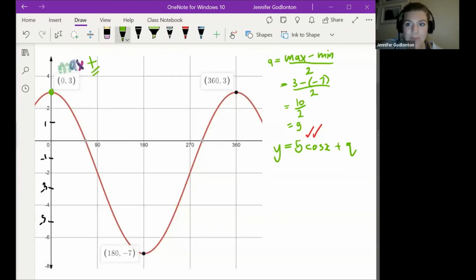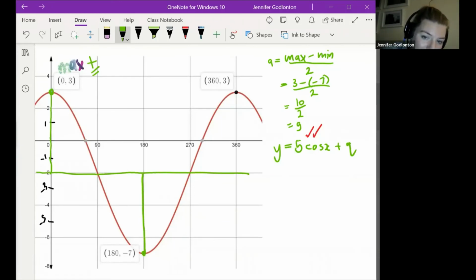Next step, we know that we're looking at that A value of 5. So I'm going to go down 5: 1, 2, 3, 4, 5. And I'm going to draw my line. You can start either at a minimum and go up 5, or you can start at a maximum and go down 5. It needs to be at a turning point. That's our center line. That means that my q value is -2. So y is equal to 5 cos x minus 2.